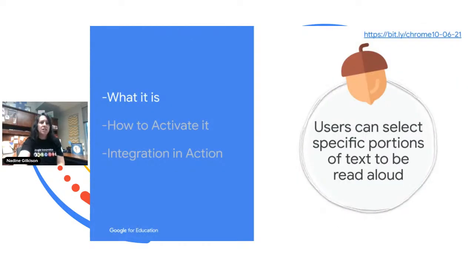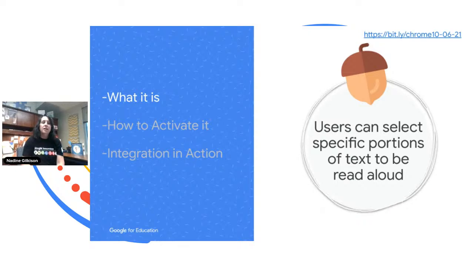Speaking of accessibility, each time that I cover a tool, I'm going to go through this pattern. I'm going to tell you just in a nutshell what it is. So you might be familiar with ChromeVox, an accessibility tool that will read everything on a screen. But now with this update on Select to Speak, you can actually select a specific portion of text that you want to have read aloud on a screen.